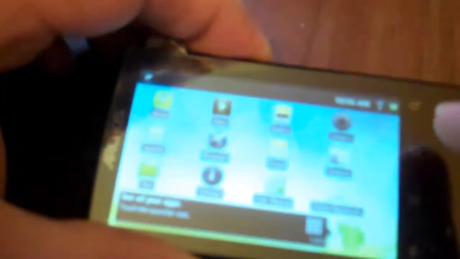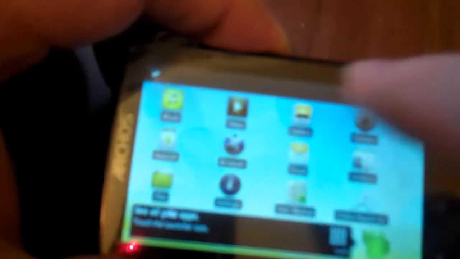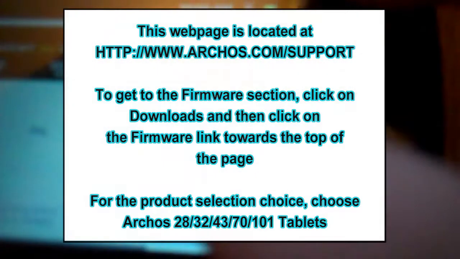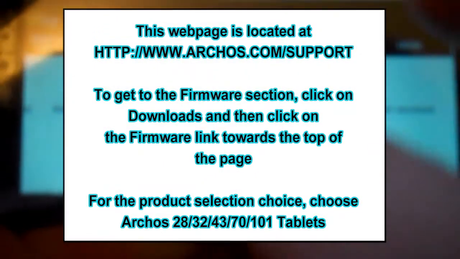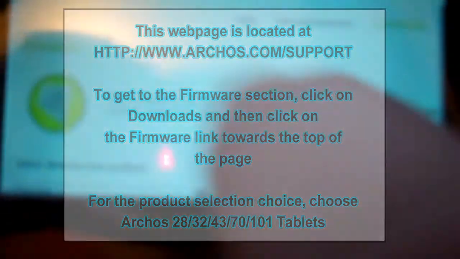If that's the case, you have to go back to the home screen, then go to Browser, and go to Archos's page here, the one that looks like this. It's under Support and Account, and then you click on Downloads here. And then it'll let you select firmware. And you want to select the firmware for the Archos Gen 8 models, which includes the 32.